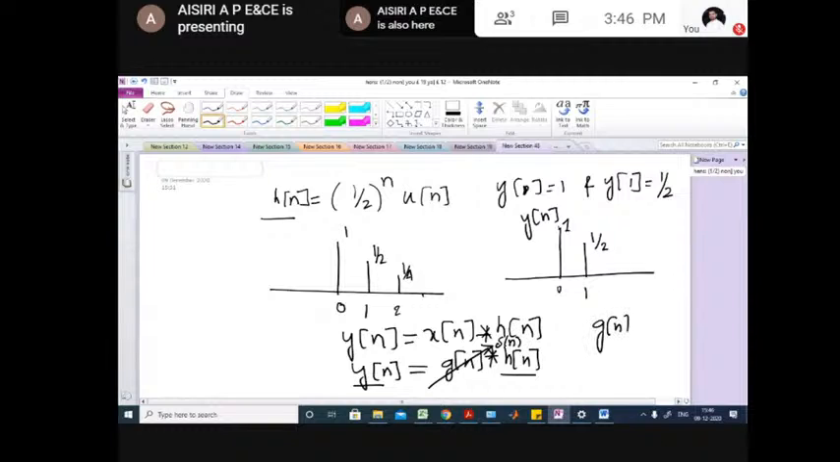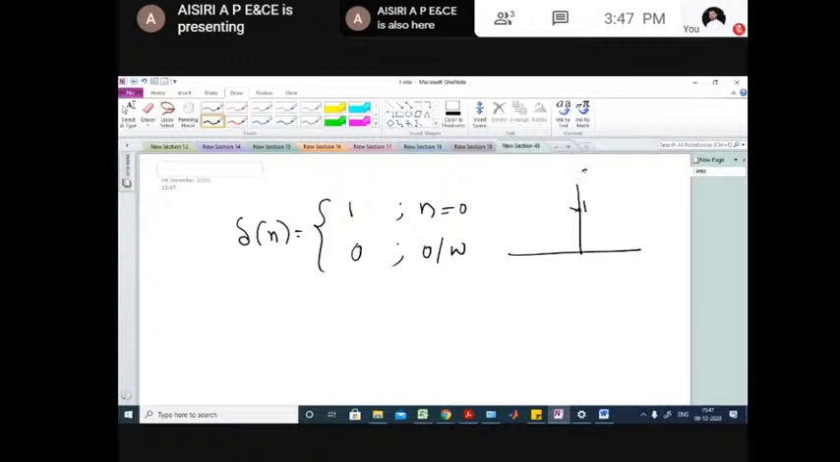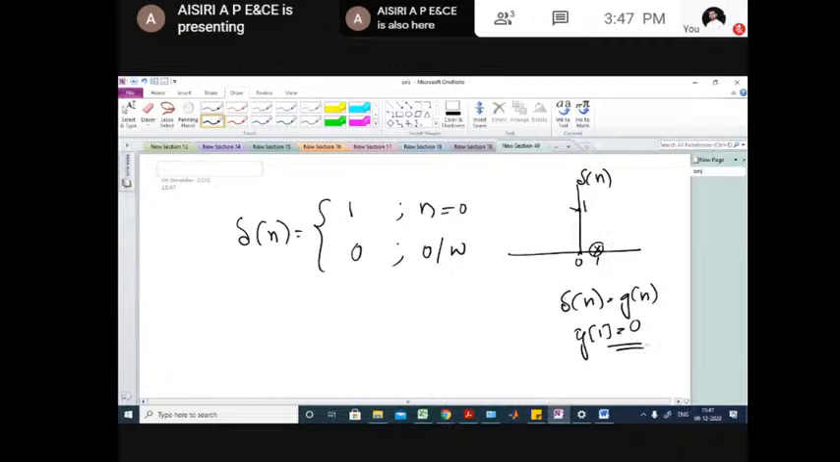So now my g of n is equal to delta of n. As you all know, delta of n exists only for the value n is equal to 0. At all other values, it is 0. So from this equation, I can represent delta of n as 1 for n is equal to 0, and 0 otherwise. With this equation and the graphical representation for delta of n, which is now equal to my g of n, what is g of 1? G of 1 is 0, because at 1 my value is 0. So option A is correct.